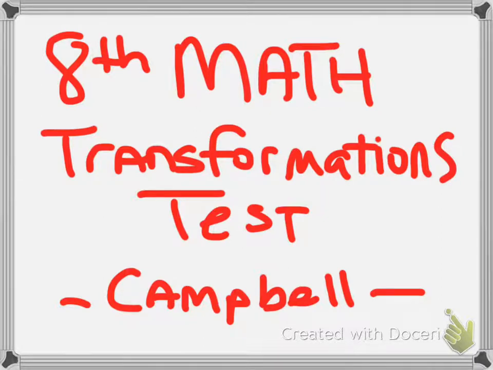Number 7, triangle ABC is reflected over the x-axis to form triangle A'B'C'. What effect will the transformation have on each point on the triangle? A, (x, y) will transform to (y, x). B, (x, y) will transform to (x, negative y). C, (x, y) will transform to (y, negative x). Or D, (x, y) will transform to (negative x, negative y).